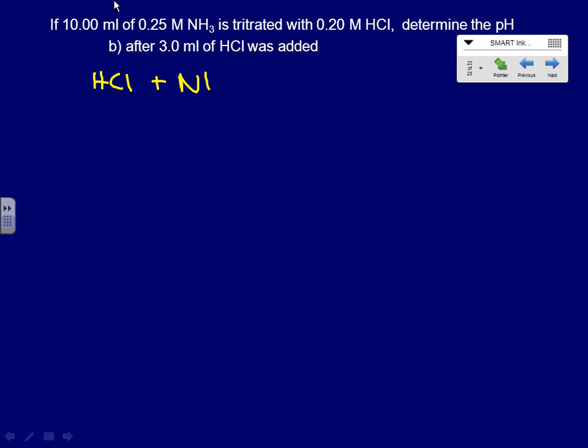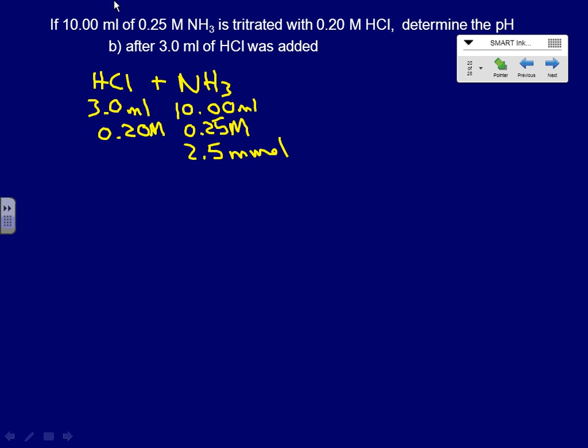HCl, NH3, 10 milliliters, 0.25 moles per liter, 2.5 millimoles. In this case, I've added 3.0 milliliters, 0.20 moles per liter. And if I multiply those together, I get 0.60 millimoles of acid. So how much base is left? B. Sorry, that should just be B. How much base is left?